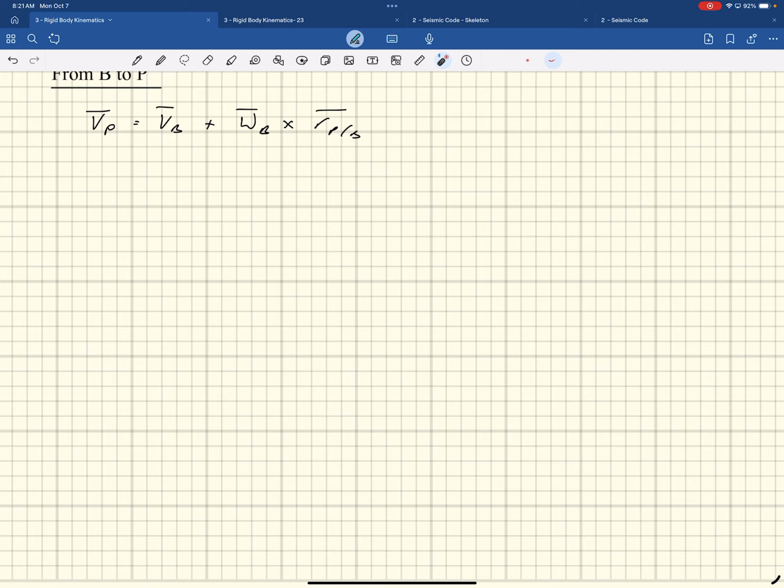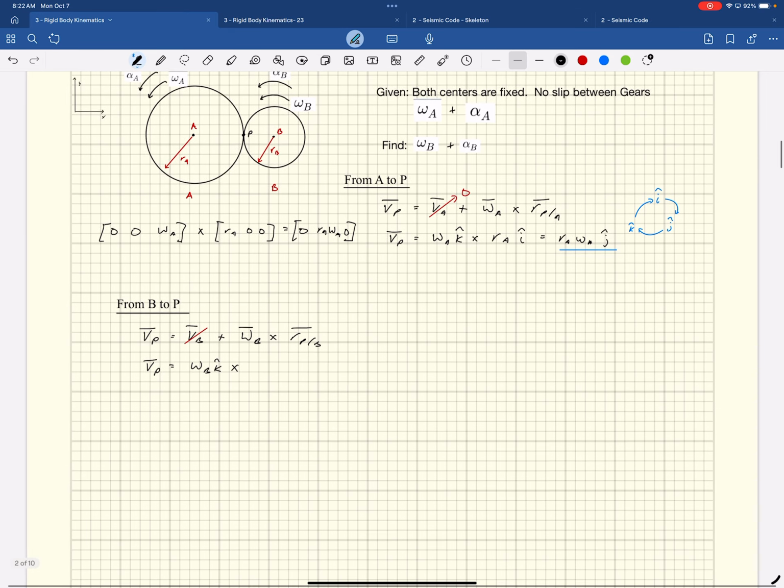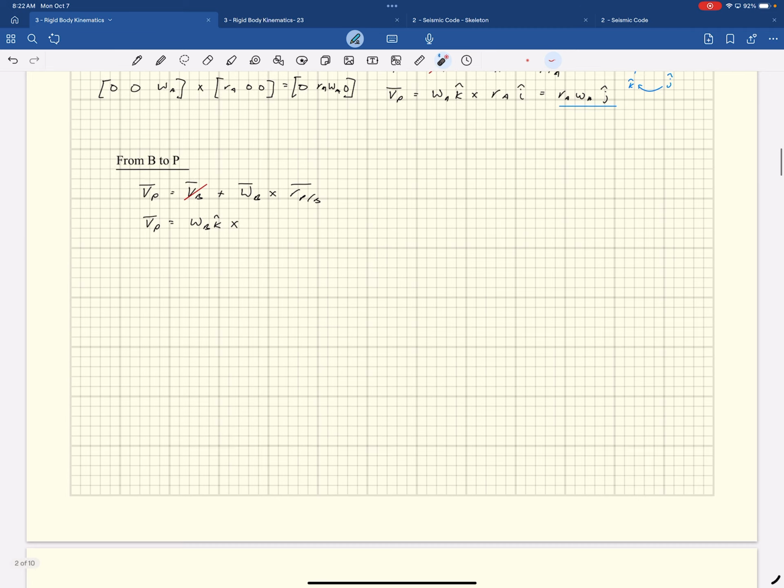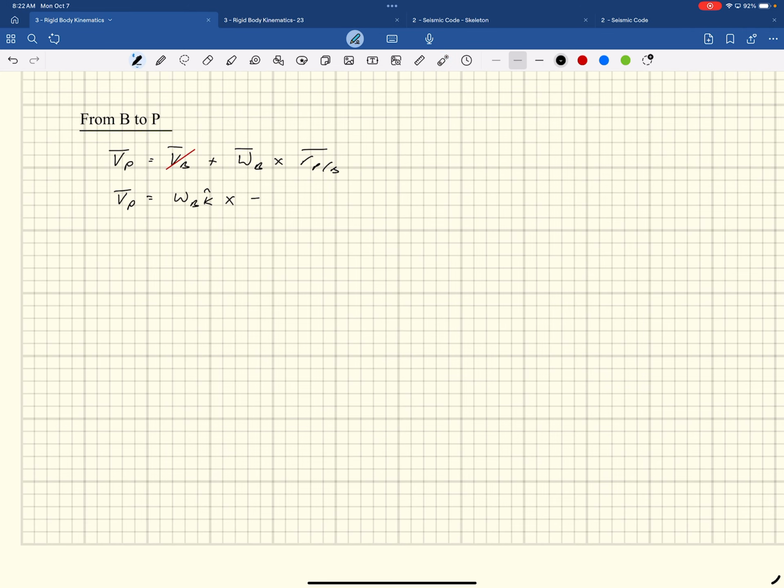Okay. So velocity of B, again, is going to be 0. And if we expand this out, VP is equal to omega B, again assuming it's positive, crossed with the vector to P from B. That's that vector right there. P from B is going to be negative RB in the I direction.